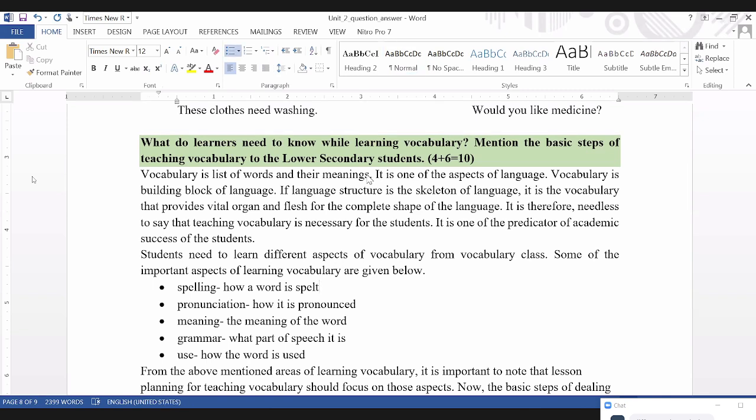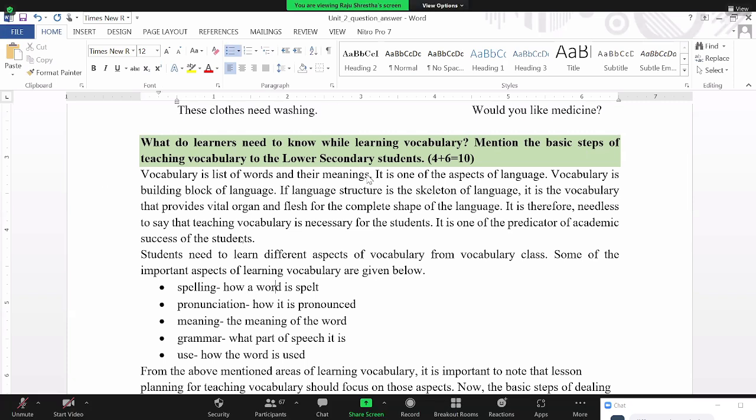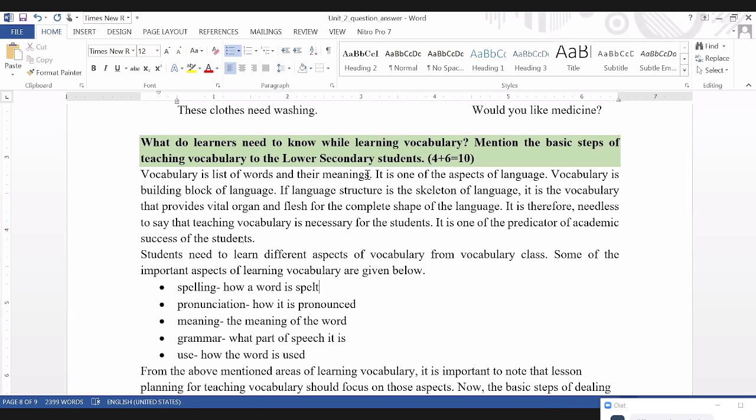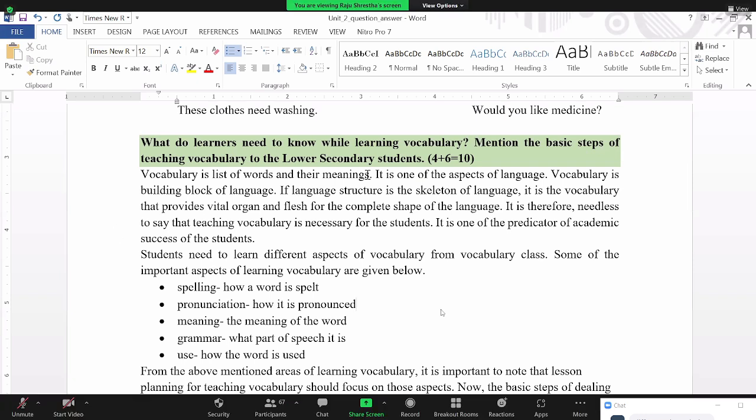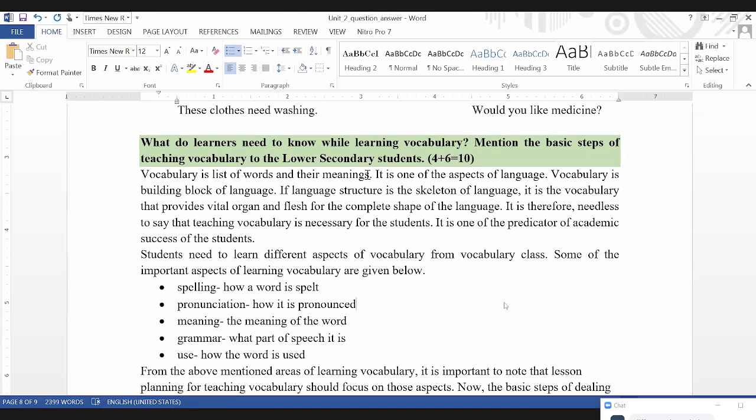What should they learn? Spelling, they have to learn how a word is spelled. It should be known, right? CAT cat, MANGO mango. In this way, they have to spell. So spelling, and they have to learn the pronunciation part. How is it pronounced? Cat, cat. We pronounce like this. P-E pen, M-A-N man. So in this kind of pronunciation, they should get practice.